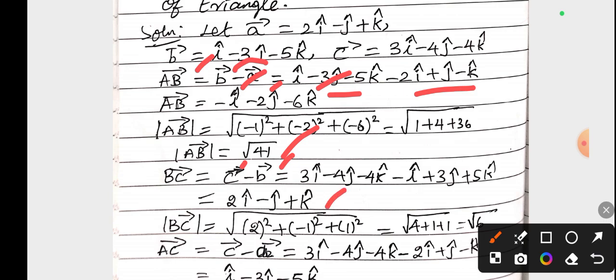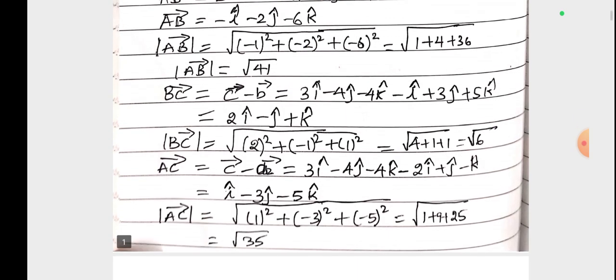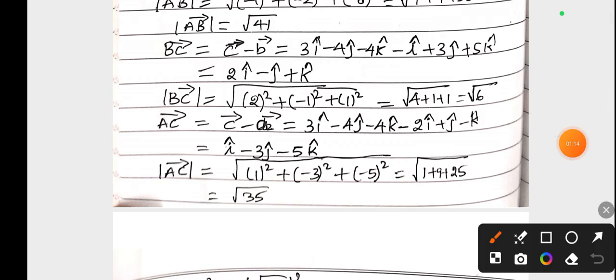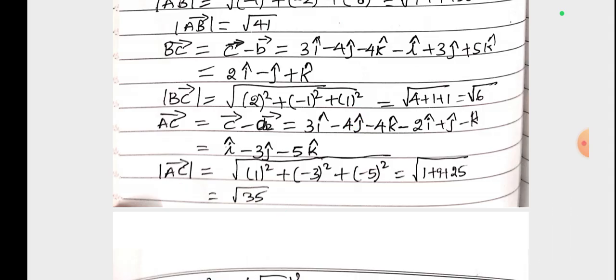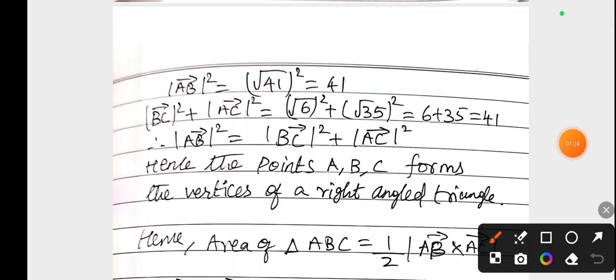In the same way, the BC vector is the C vector minus the B vector. Get 2i cap minus j cap plus k cap. Then the magnitude of the BC vector is root over 6. Then find the AC vector, C vector minus A vector, and get i cap minus 3j cap minus 5k cap. The magnitude of the AC vector is root over 35.